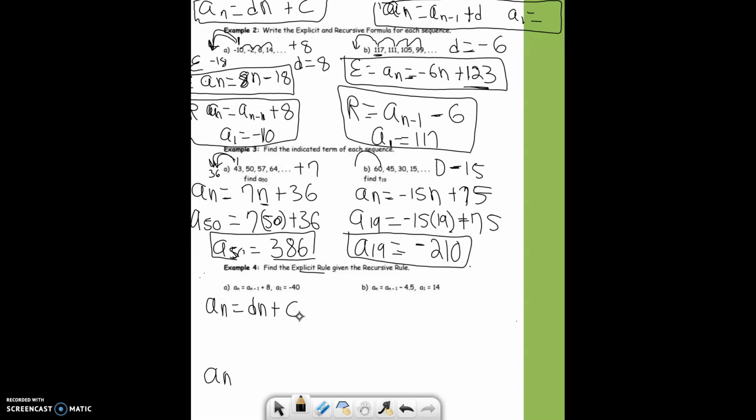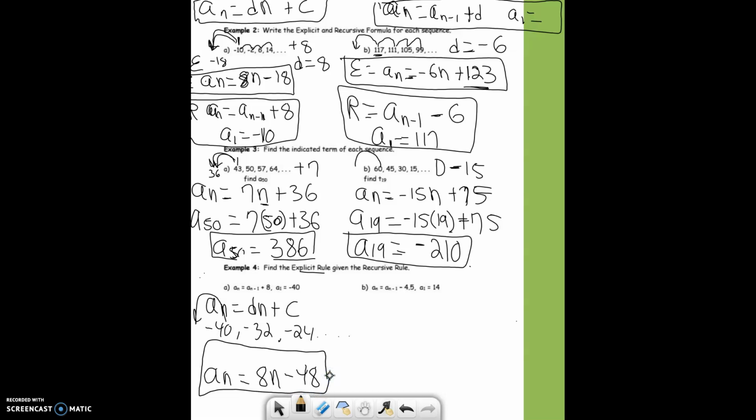Let's take a look. So we have negative 40 as the first term. We're going by eights, so the next term would be, adding 8, negative 32. Adding 8 would be negative 24, and so on. What we need is the zero term. Well, we already have the difference, which is 8. So all we're going to do is go back. Instead of adding, we're going to subtract 8, and we'll get negative 48. Voila, we've got the explicit rule.